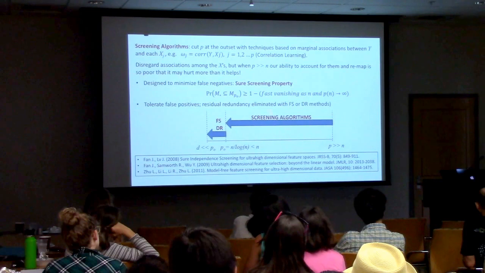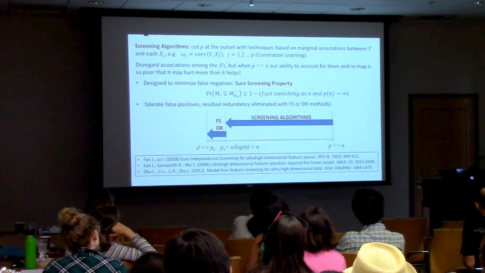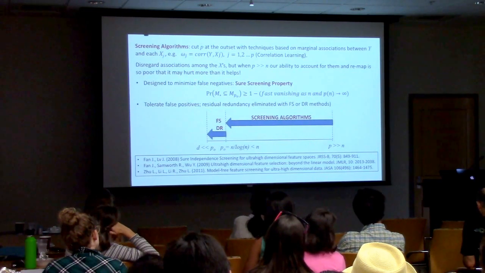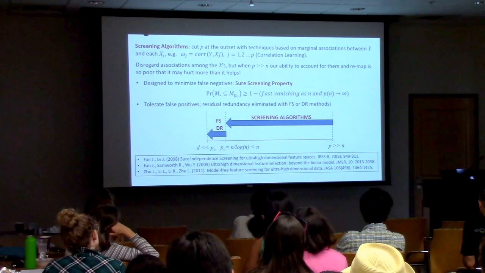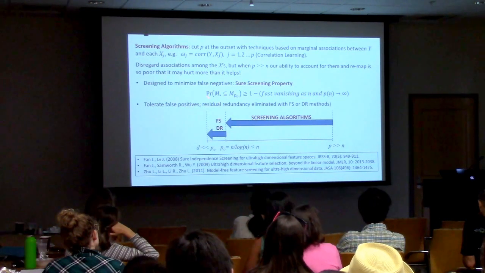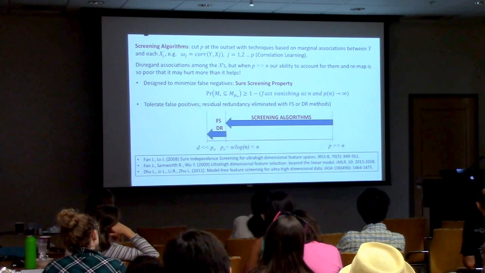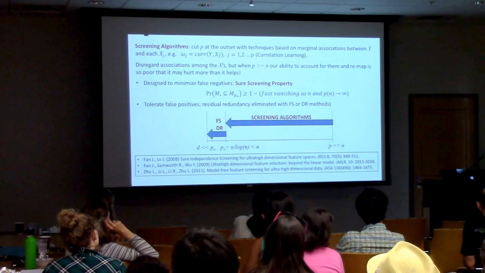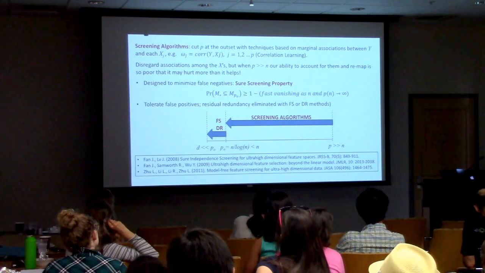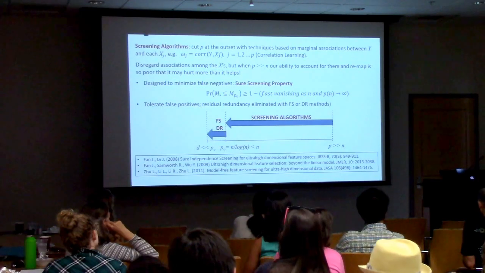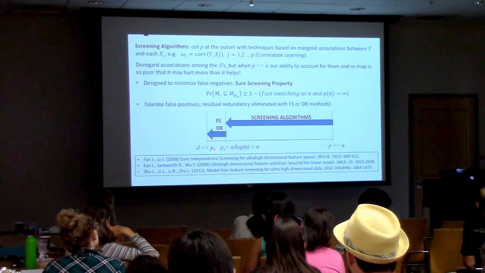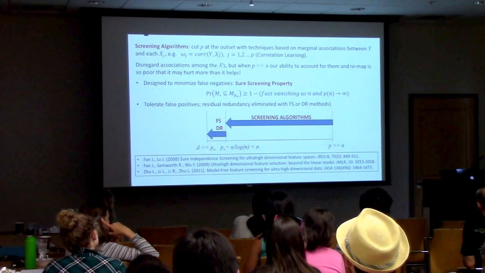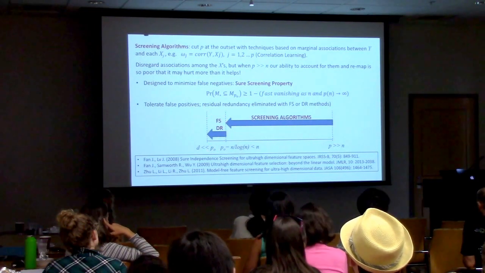The methods that people are developing to do this type of thing actually now have a theory behind it. There are conditions under which, for instance, you can prove this thing that's called the sure screening property, okay? So this is a technique where you try to minimize false negatives. You don't want to throw out anything that you should keep, but you don't care if you keep some more, because you're going to do something else to the data afterwards and eliminate whatever you shouldn't have kept.